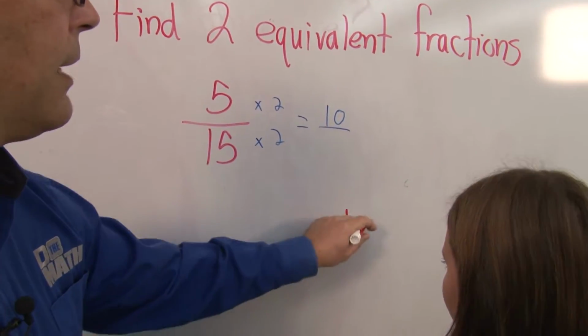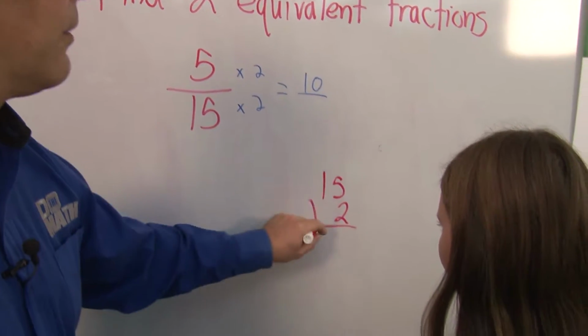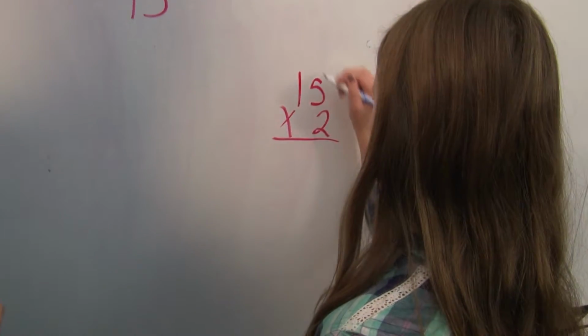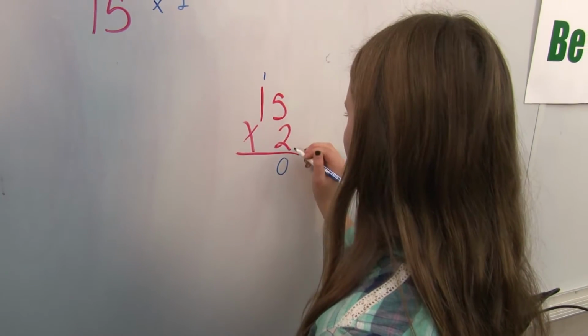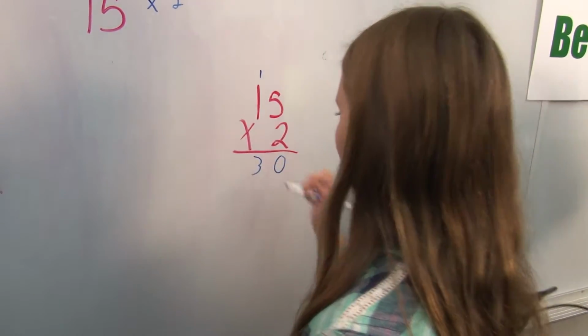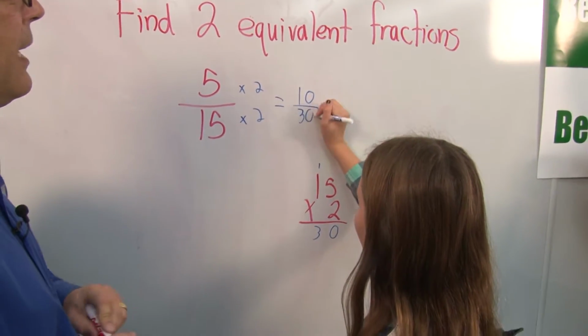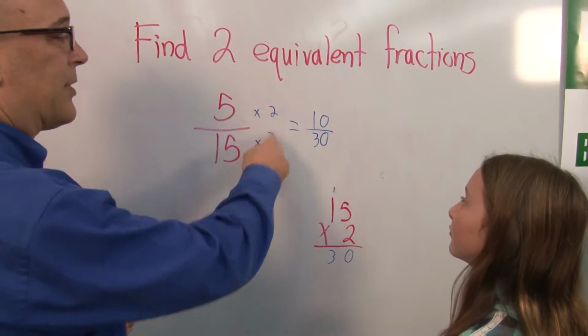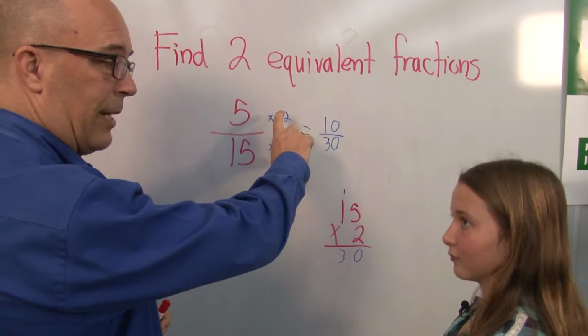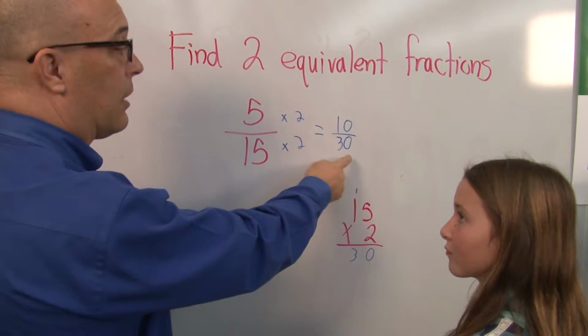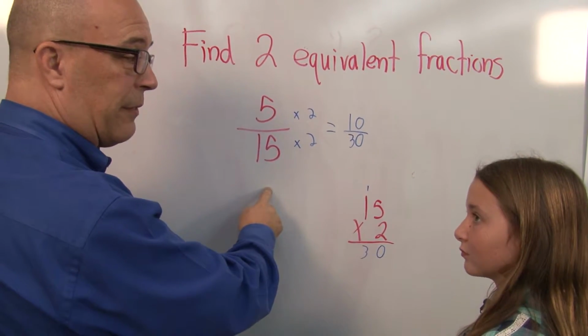How about just do it right down here? All right, so go 15 times 2. Go ahead and work that out. There you go. So what is it? 30. There you go. So why don't you go ahead and put 30 up there. Now, when you multiply by 2 over 2, that's the same as a whole 1, right? Yes. So we're just making that a little larger, but it is equal to 5 over 15.